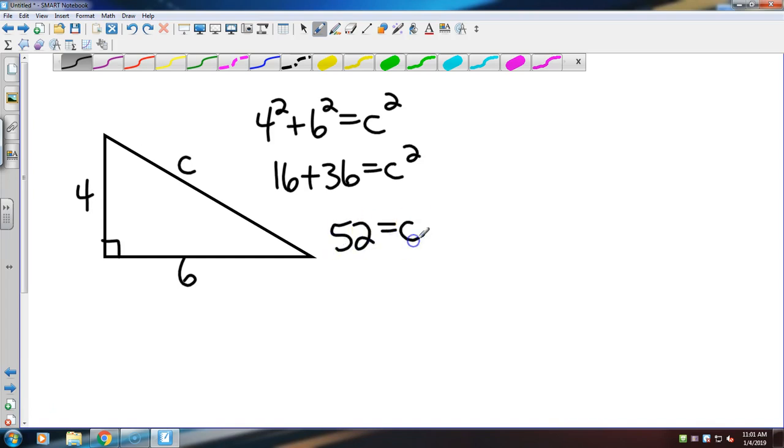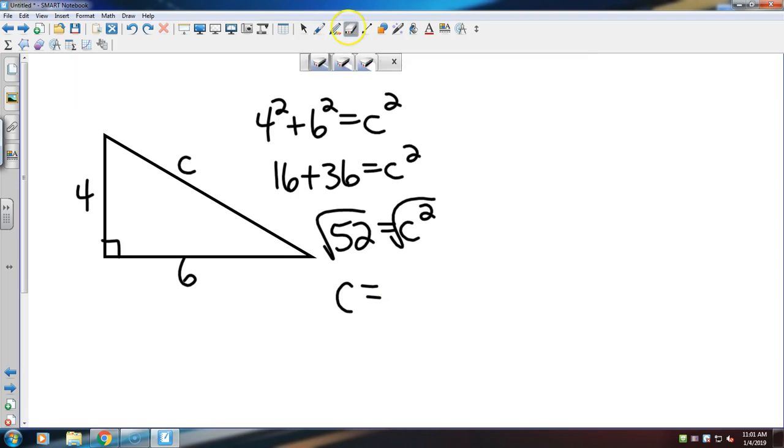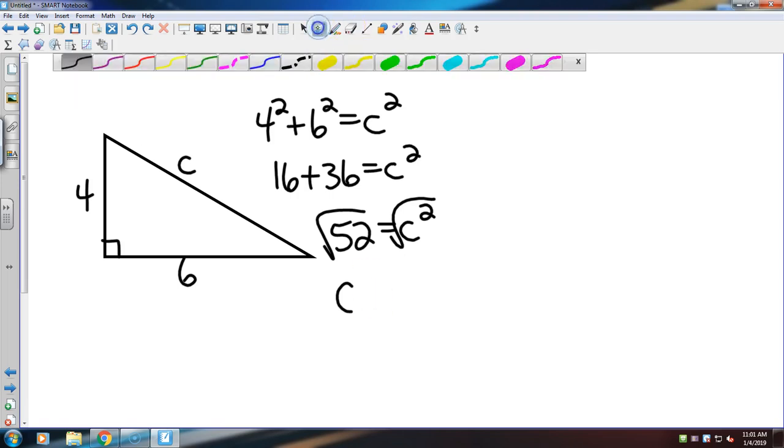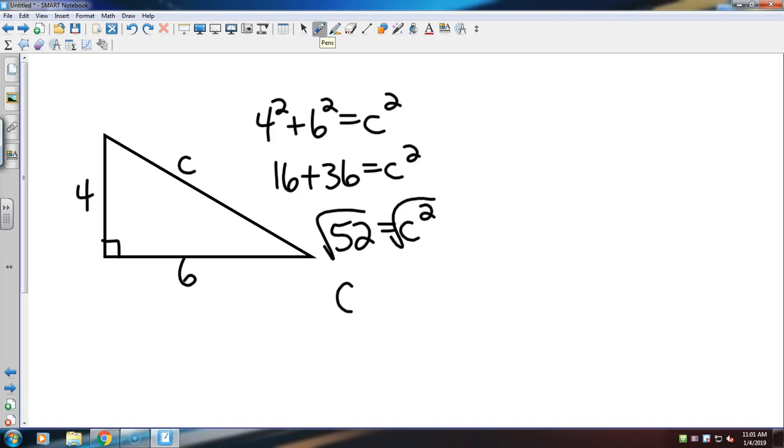Now, obviously, 52 is not a perfect square. So I'm going to take just a second to pull my calculator out here real quick. Those of you who have your calculators on you have probably already got this. And so we're taking the square root of 52, rounded to the nearest tenth. I'm going to get rid of that equal sign. Rounded to the nearest tenth, it is approximately 7.2.